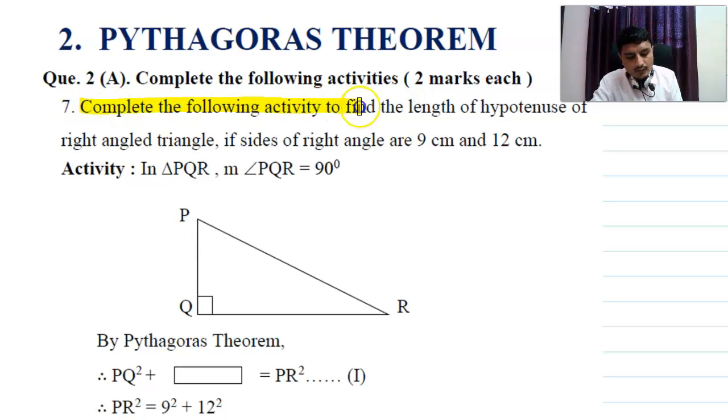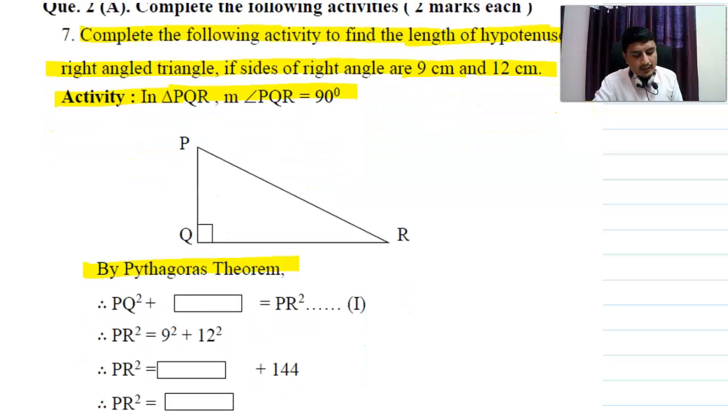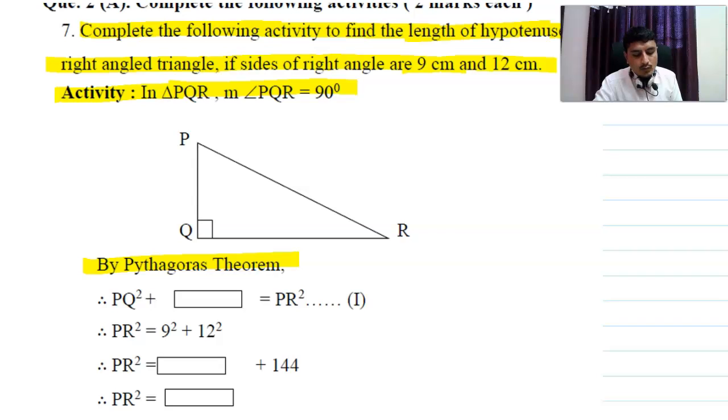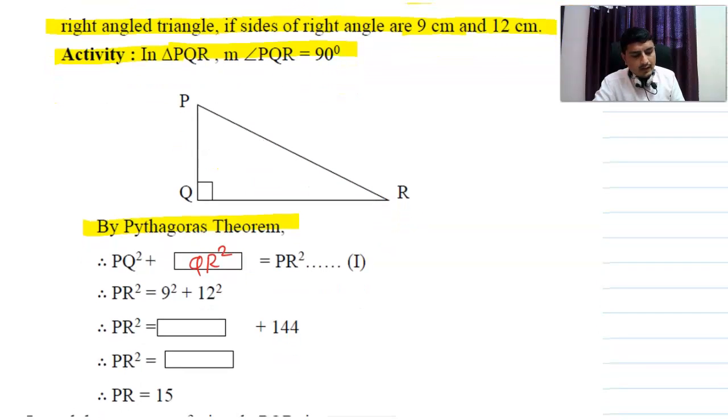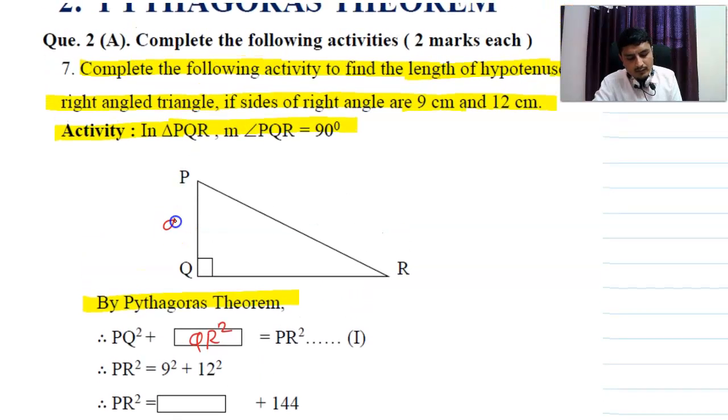Complete the following activity to find the length of the hypotenuse of a right angle triangle if the sides of the right angle triangle are 9 cm and 12 cm. In triangle PQR, angle PQR equals 90 degrees. So by using the Pythagoras theorem for the right angle triangle PQR, we get PQ square plus QR square equals PR square. Now the value of PQ we are assuming is 9 cm, and the value of QR, let us consider 12 cm.